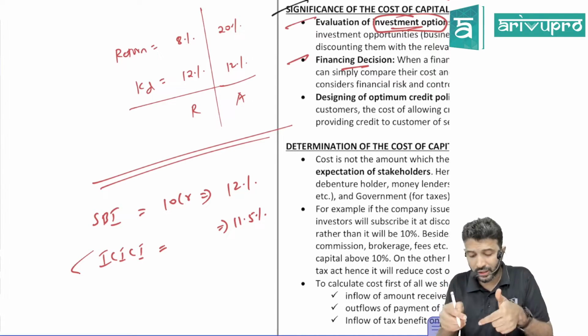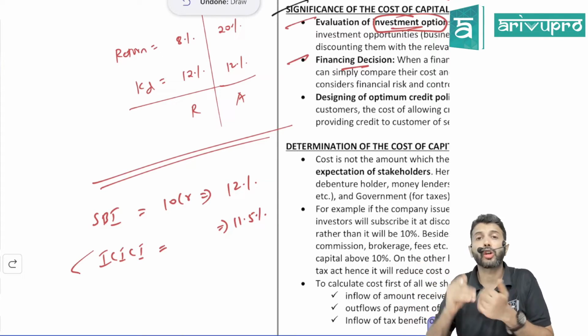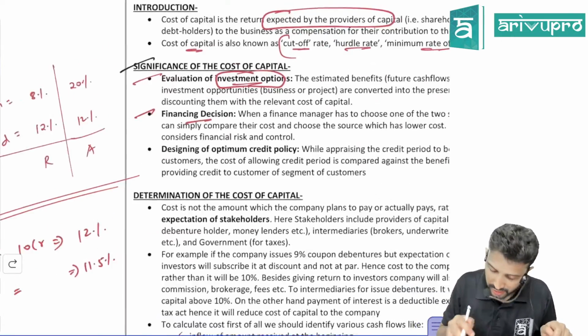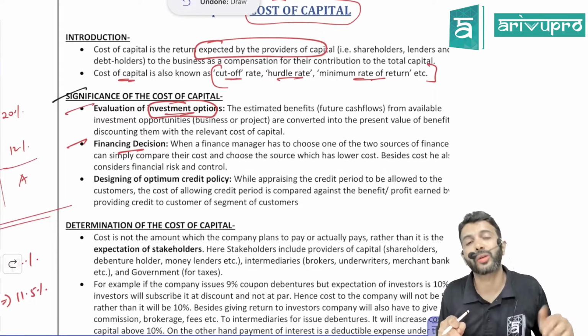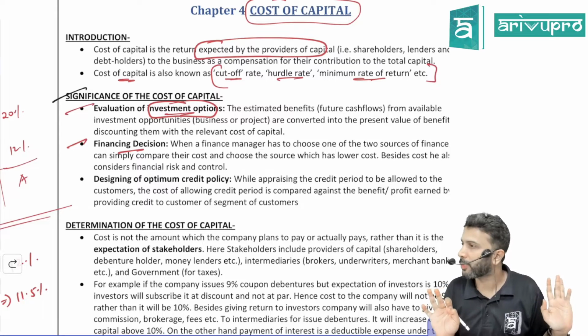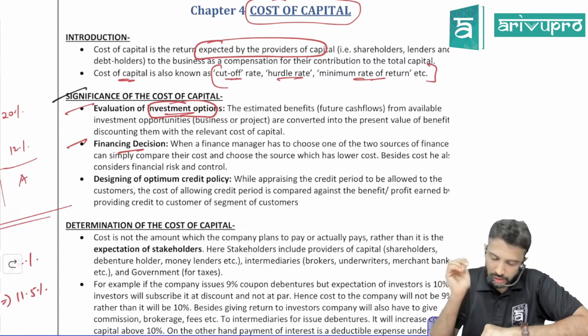That means what is this 12 and 11.5% and all? It's the cost. So the cost of your instrument is helping you to decide what function here? Financing function. From where to raise the money, you can select based on the cost of capital. Okay, fair enough, people. So cost of capital also helps you to select which source of finance.